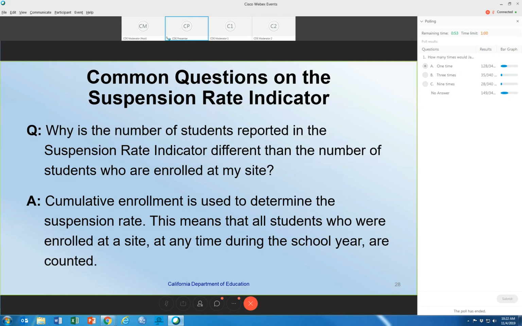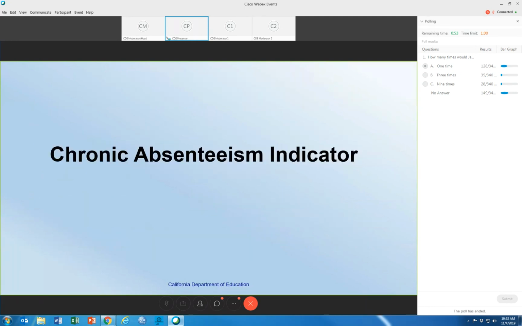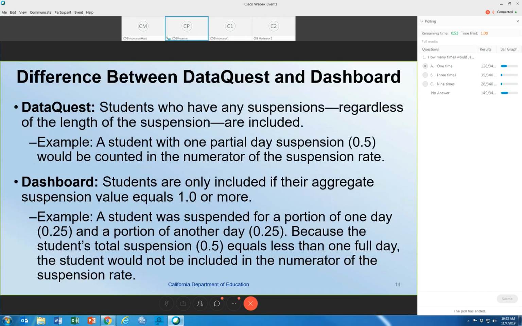We did have a request to go back over slide 12, so we're going to go ahead and do that now.